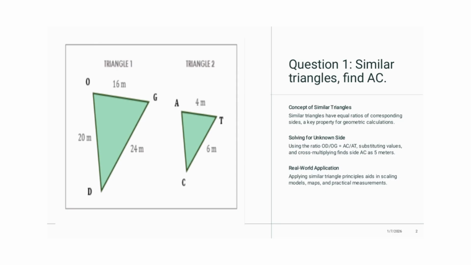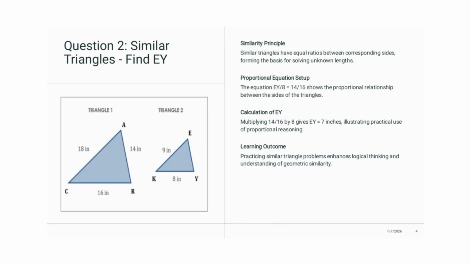This demonstrates how proportionality in similar triangles simplifies complex geometric calculations. Understanding this principle is crucial because it applies to various real-world scenarios, such as scaling models or maps. This problem reinforces the importance of recognizing corresponding sides and applying ratios correctly to determine unknown lengths in geometric figures.